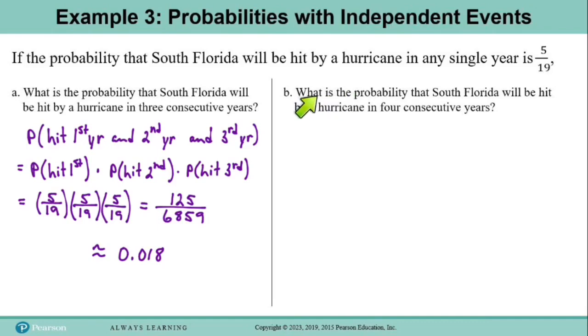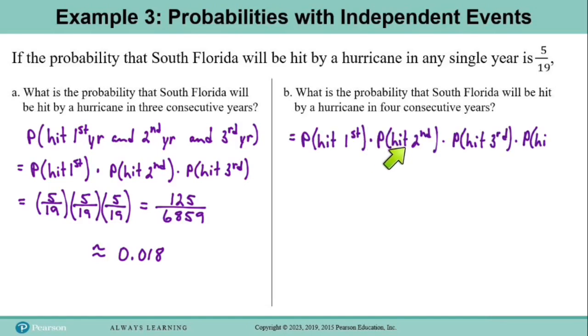Now in part B, they asked us, what is the probability that South Florida will be hit by a hurricane in 4 consecutive years? So of course that would be the probability that they're hit the first year and the second year and the third year and the fourth year. So it would be this statement again, but just with "and the fourth year" in there as well. So we know we're going to multiply, so it's going to be the probability that they're hit the first year times the probability that they're hit the second year times the third times the fourth.